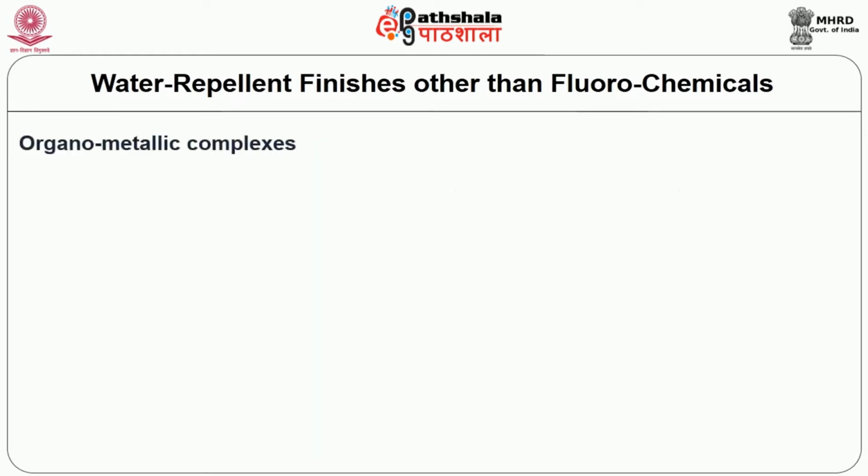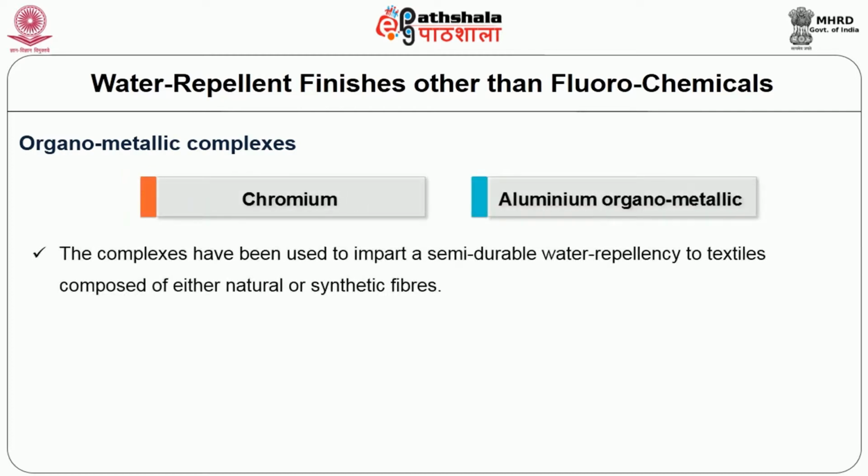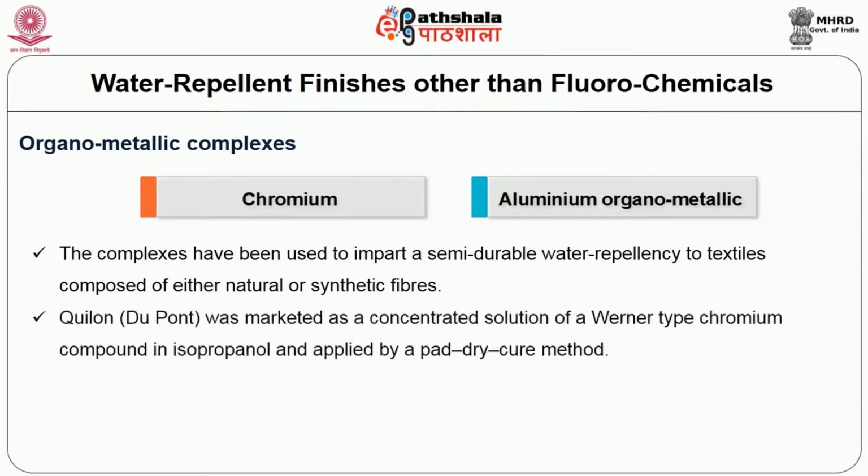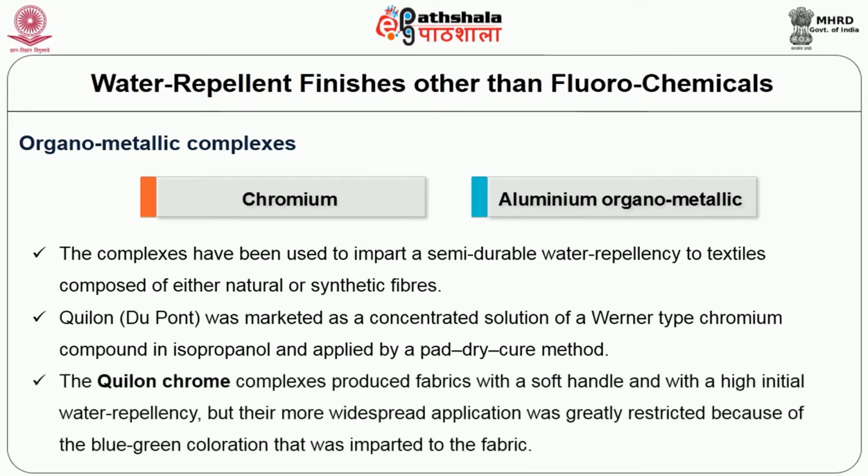The fifth one is organometallic complexes. Both chromium and aluminum organometallic complexes have been used to impart a semi-durable water repellency to textiles composed of either natural or synthetic fibers. Quilon, that is DuPont, was marketed as a concentrated solution of Werner type chromium compound in isopropanol and applied by a pad dry cure method. The Quilon chrome complexes produced fabrics with a soft handle and with a high initial water repellency, but their more widespread application was greatly restricted because of the blue-green coloration that was imparted to the fabric.